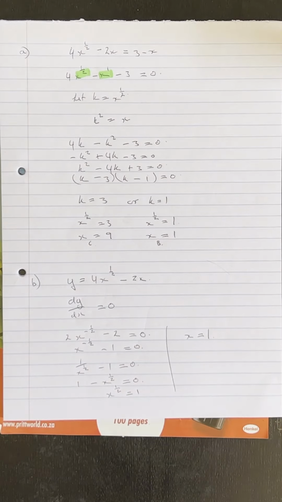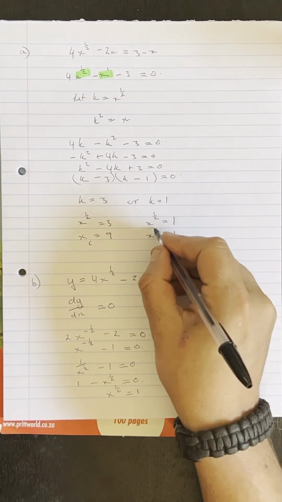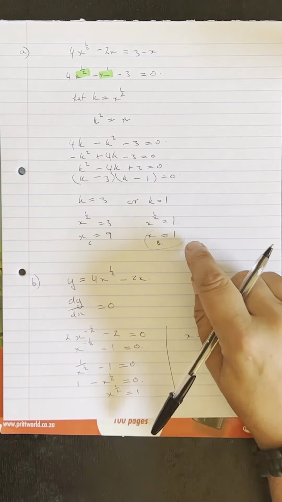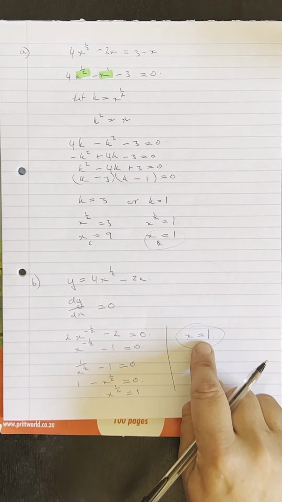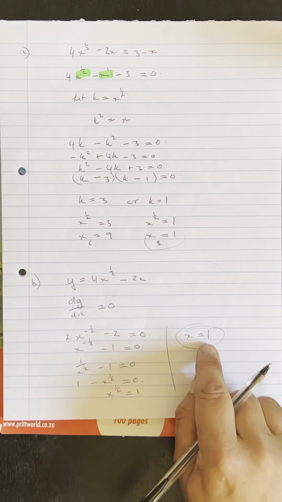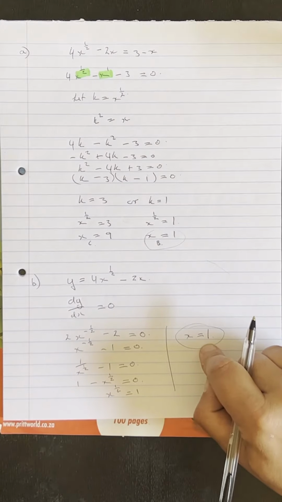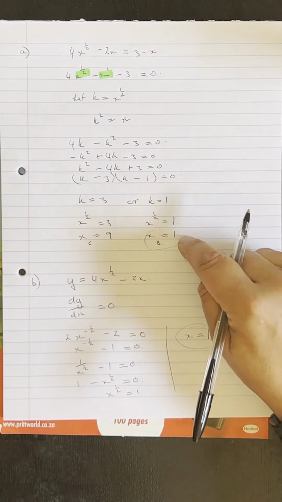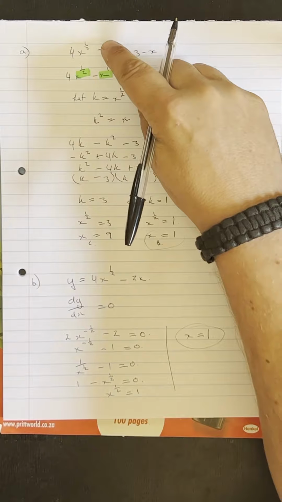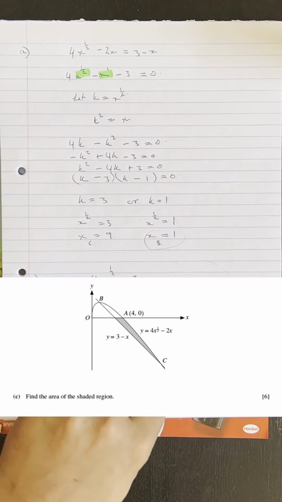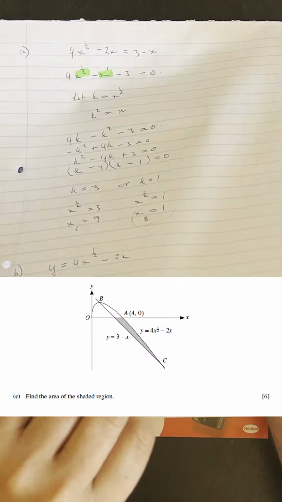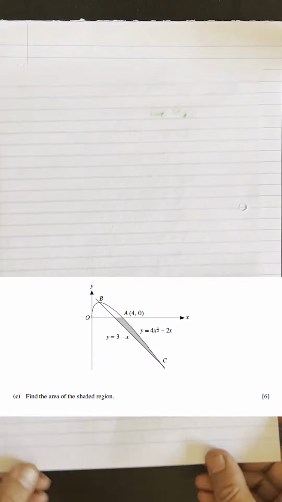And the question was, show that B is the stationary point. So I already said over here that B has an x coordinate of 1, and we just proved that the x value for the stationary point is 1. So we've shown that B is the stationary point of this curve over here. Okay. Now going on to question C. It says, find the area of the shaded region.